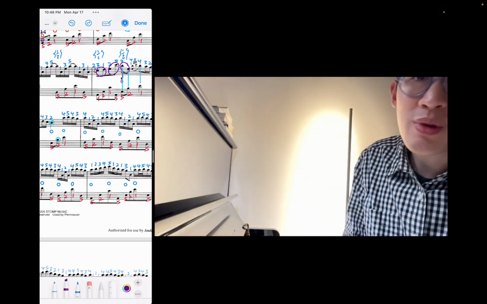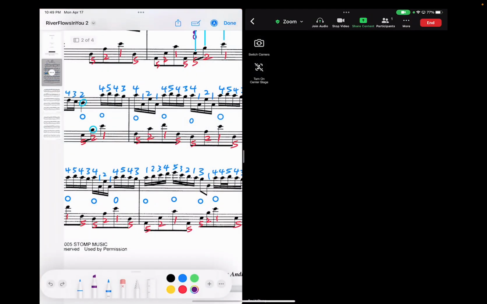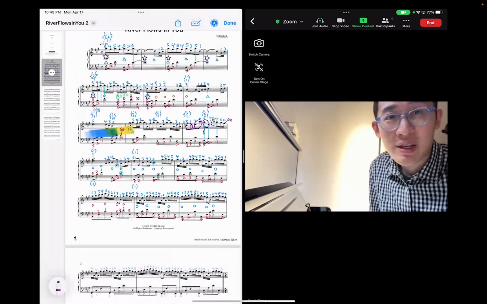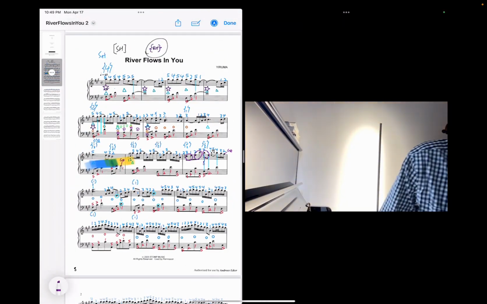So anyway, I'm starting with that. That's some sample performance comments. And then let's try to go right into the practice.